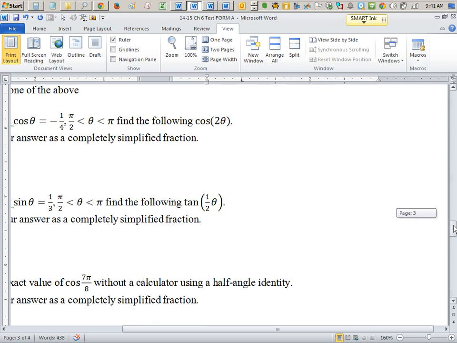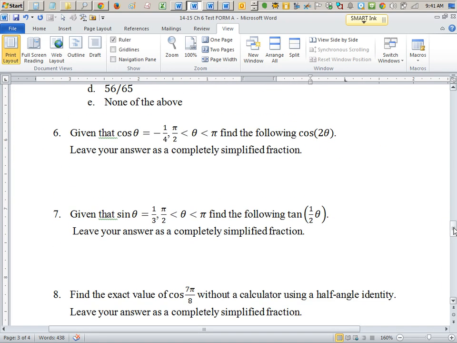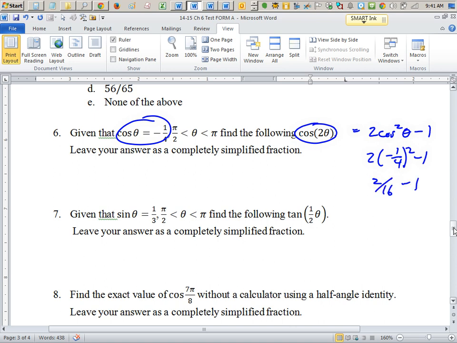Number 6, which is down at the bottom. To the left a bit. There it is. Okay, so this is actually a little bit easier. This is telling you exactly what you're looking for. So you can choose 2 cosine squared minus 1. That's a really good choice for this formula because they gave you cosine. So why not just plug in negative 1/4? So you get 2/16 minus 1, which is like 2/16 minus 16/16, which is negative 14/16. In other words, negative 7/8. So this one's a really straightforward problem if you know your formulas.